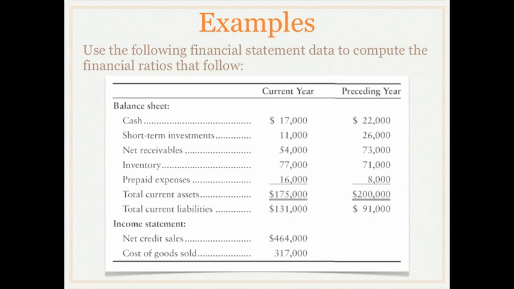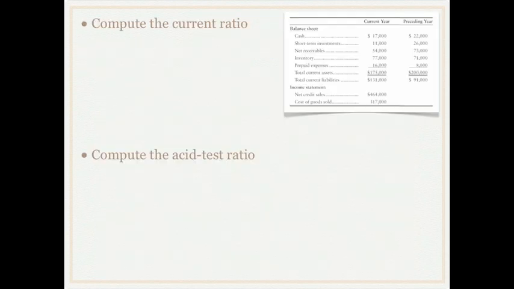Okay, so hopefully you have calculated the current ratio and the quick ratio using this data. So the first one is the current ratio. You recall from our discussion that the current ratio uses total current assets divided by total current liabilities. So our total current assets here is $175,000, and we're going to divide that by our total current liabilities of $131,000. That gives us a current ratio of 1.3.